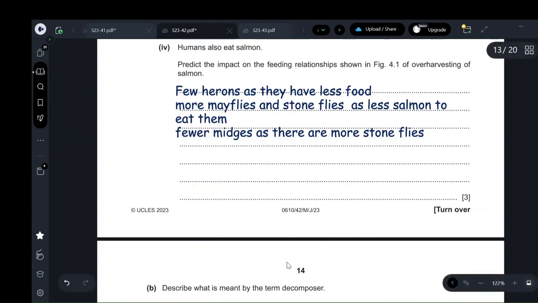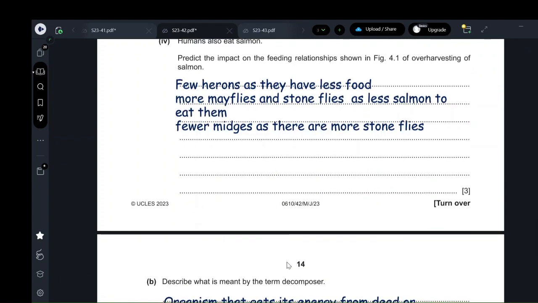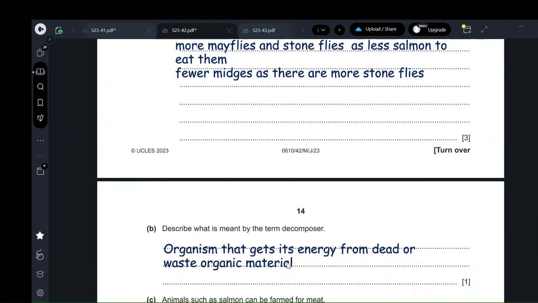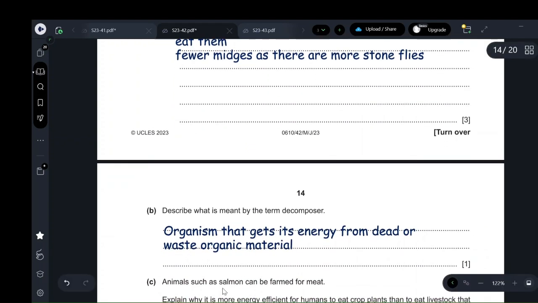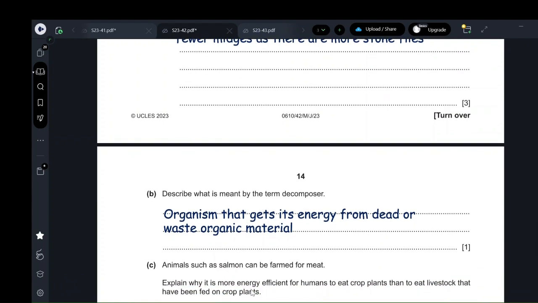Describe what is meant by decomposer. A decomposer is an organism that gets its energy from dead or waste organic material. Animals such as salmon can be farmed for meat. Explain why it is more energy efficient for humans to eat plants than to eat the livestock. Why is it better for us to eat plants than eat meat?